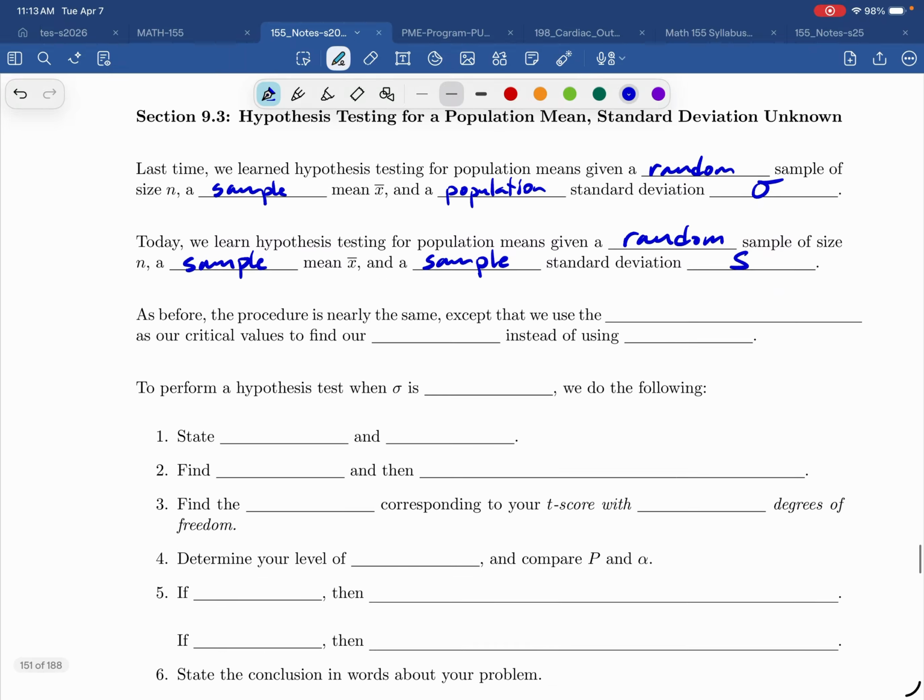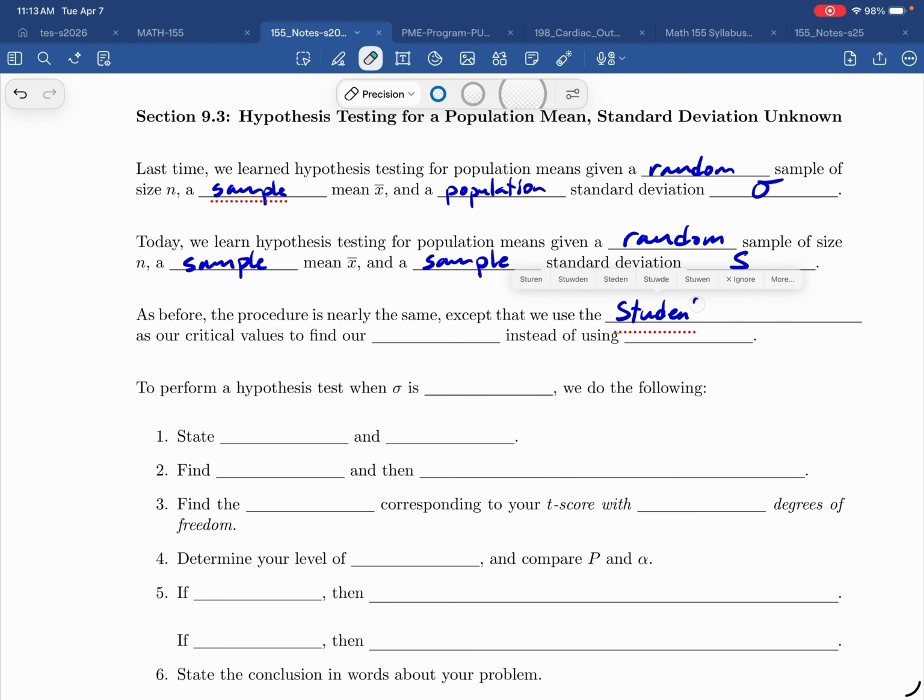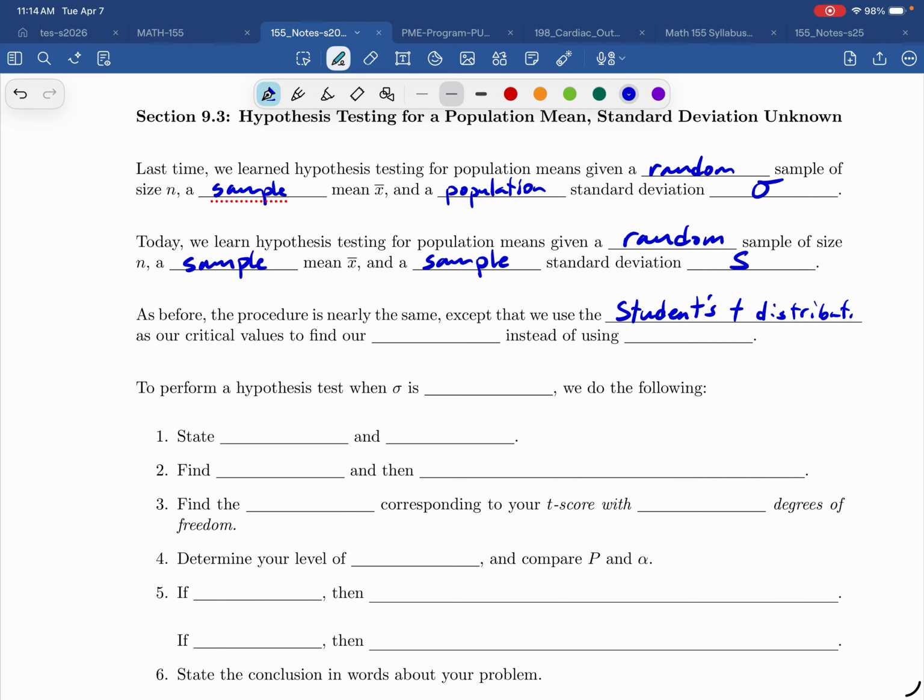Now, as before, the procedure is nearly the same, except we use the student's t distribution, with t alpha over 2 as our critical values to find our p-values instead of using z-scores from the standard normal distribution, okay? So to perform a hypothesis test when sigma is unknown, we do the following.